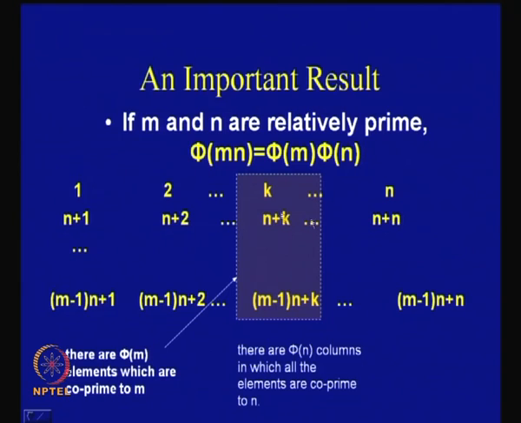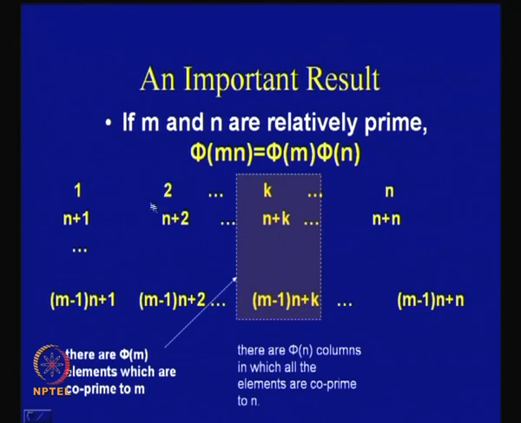So we will apply this result to obtain a nice observation. Let us consider phi(mn). We know from the definition that phi(mn) means the number of values from 1 to mn minus 1 which are actually co-prime to mn.